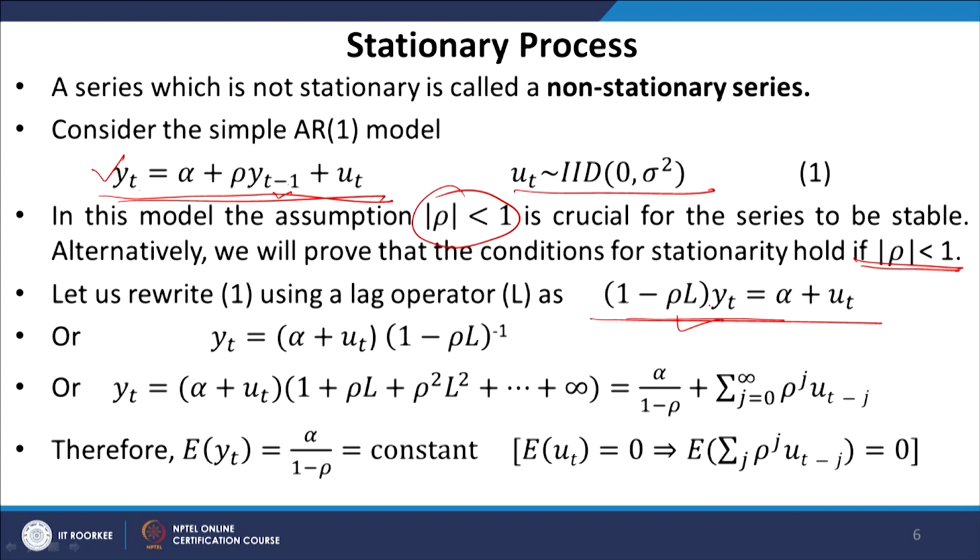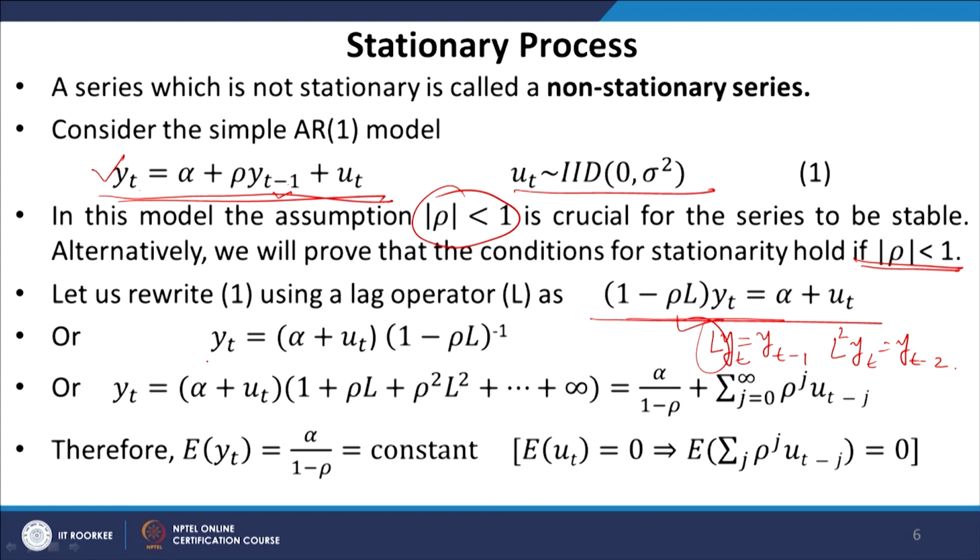So, this implies that the moment I multiply a variable, say y t, with L, then I will have y t minus the power of L. So, the power of L is 1, so y t minus 1. If I have L square y t, then this is actually y t minus 2, and so on.